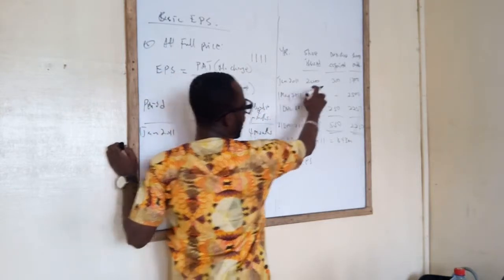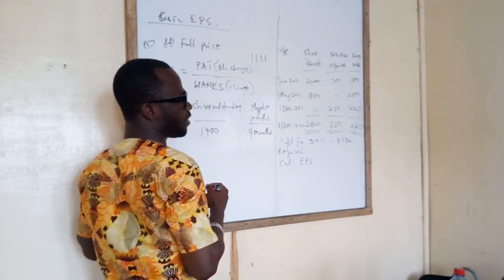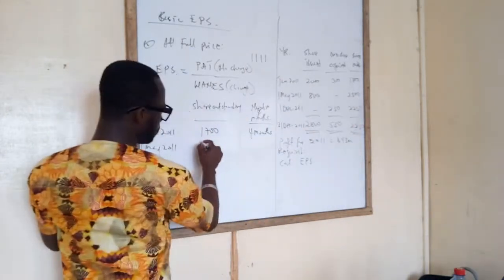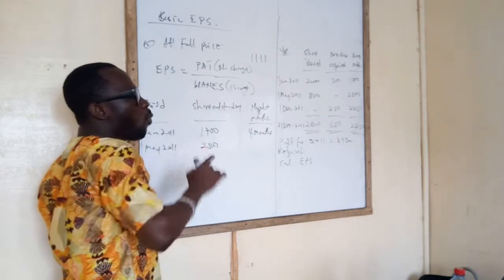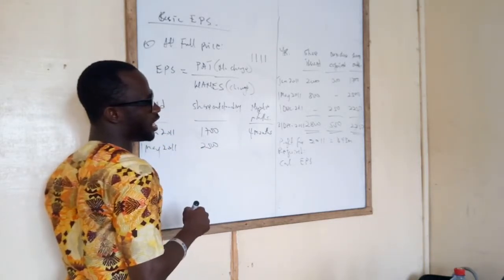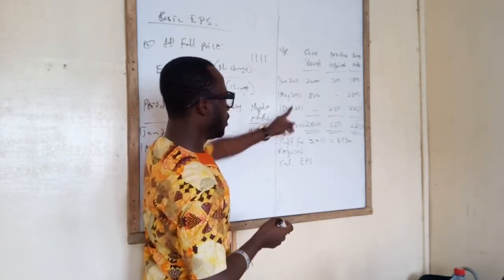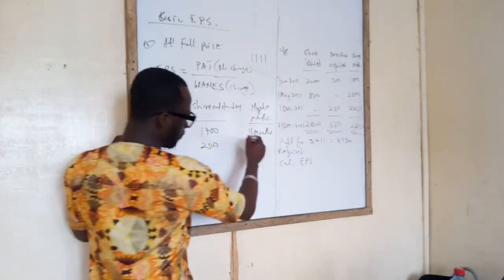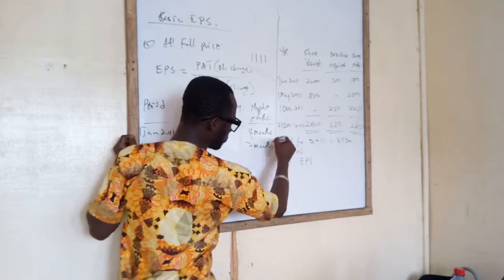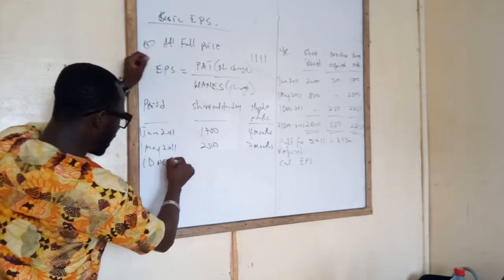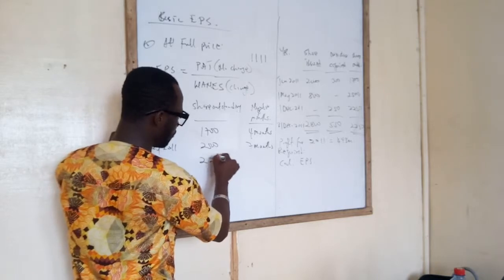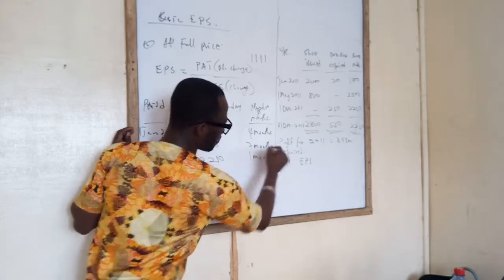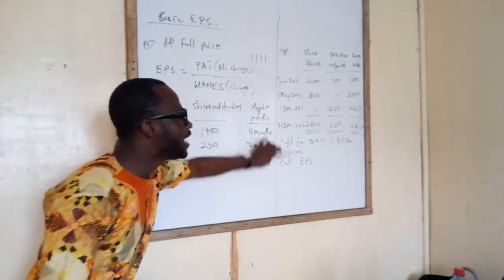Then on first May, the company issued 800 shares, so from 1st May 2011, the outstanding shares became 2,500. When again was there a change in the capital? 1st December. So from 1st May to 31st November, how many months would that be? 7 months. Then on 1st December, the shares outstanding were 2,250. How many months was that there? 1 month. So this is the idea.